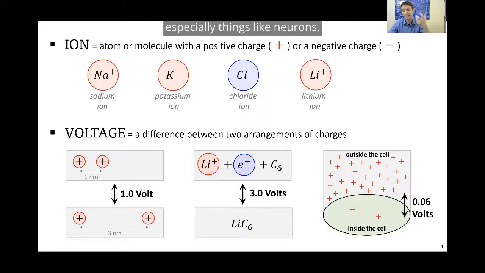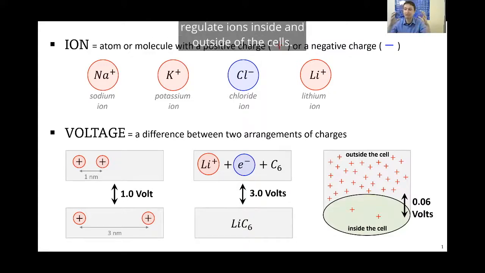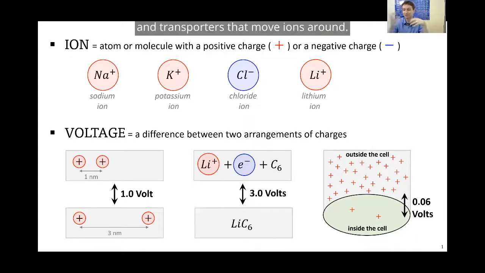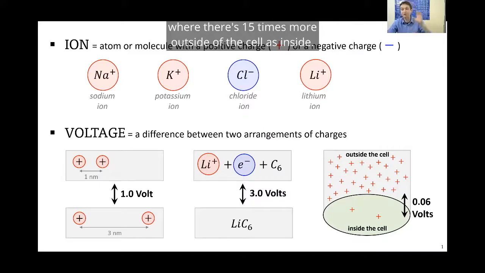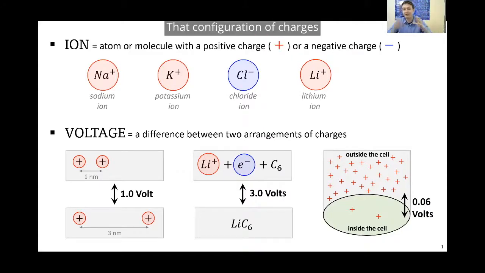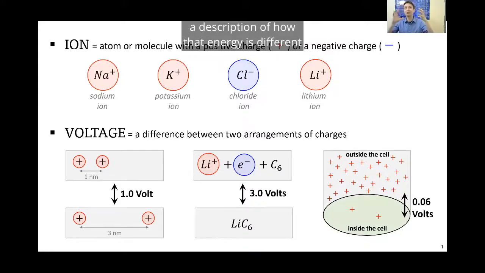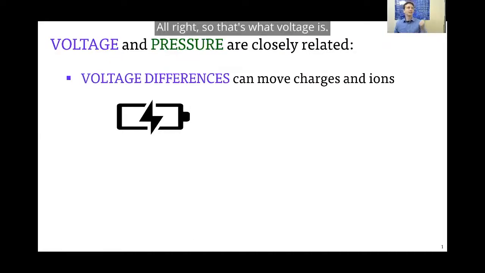The human cells, especially things like neurons, regulate ions inside and outside of the cells. They have pumps and channels and transporters that move ions around. And here you can see an example like sodium, where there's 15 times more outside of the cell as inside. That configuration of charges also sets up a voltage difference, a description of how that energy is different if those charges were allowed to move. All right, so that's what voltage is. It's a configuration of charges.